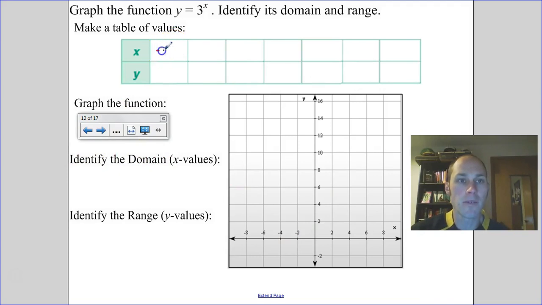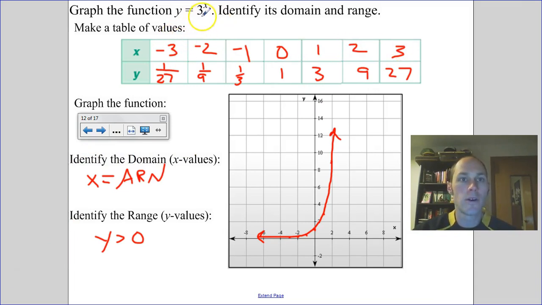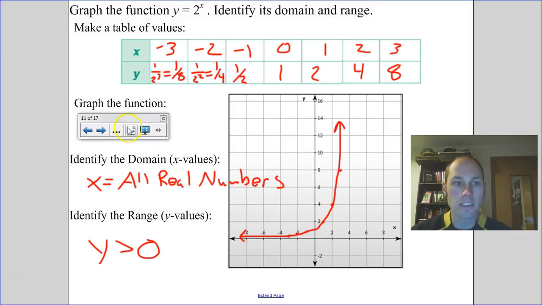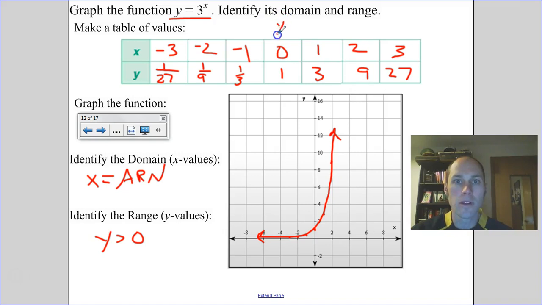Why don't you make a table for the next one? 3 to the x. Make a table, graph it, and identify its domain and range. Start the video when you want to check it out. I substituted my values of x in for the equation, and I got those values of y. I plotted those points on my graph, and I see x can be all real numbers, and y's are greater than 0 again. Notice as we compare it to the previous graph, this one shoots up quicker because we're multiplying by 3. It has the same y-intercept, 1. If we put it in the form a times b to the x, it's 1 times 3 to the x.